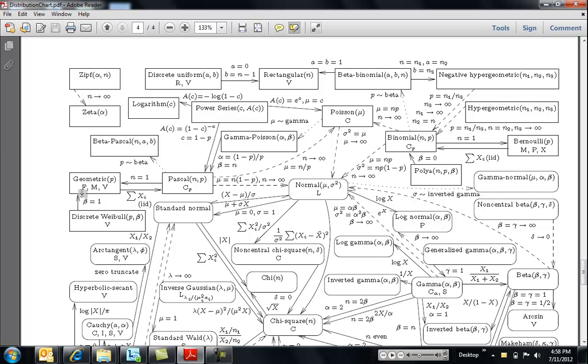So, oh, here's my geometric, yay! And where's my negative binomial? Oh, no, Pascal for n equals 1. Maybe Pascal could be called the negative binomial in another world, I don't know. Oh well, that's a shame, huh? Anyway, I'll stop this one.